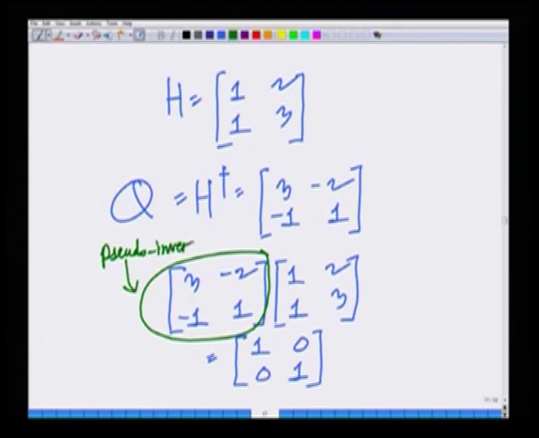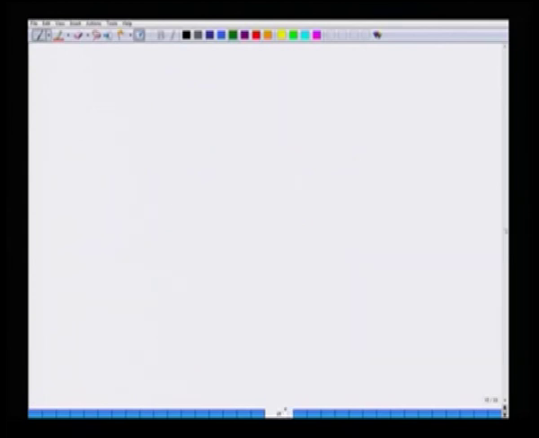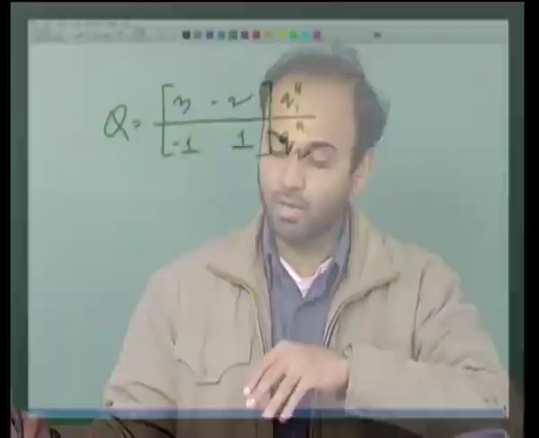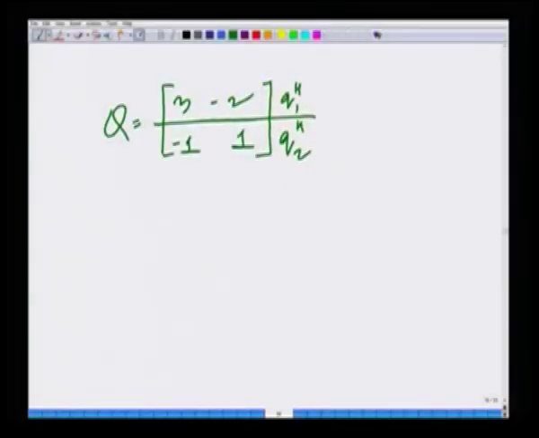This is the pseudo inverse. And now, if we look at this pseudo inverse, we have [3, minus 2; minus 1, 1], this is our matrix Q. In fact, the rows are nothing but 3 comma minus 2 is the row Q1 Hermitian, minus 1 comma 1 is the row Q2 Hermitian in this matrix, which means this Q1 Hermitian is orthogonal to H2, Q2 Hermitian is orthogonal to H1.